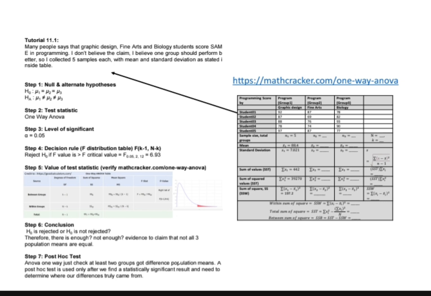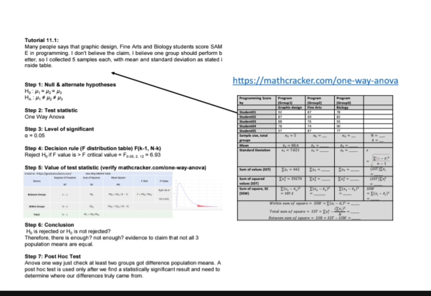Step 6. Conclusion. After comparing the calculated F value with the critical F value, if F calculated is greater than 6.93, we reject the null hypothesis. This means there is enough evidence to conclude that not all 3 population means are equal. Therefore, at least one group performs differently in programming scores.